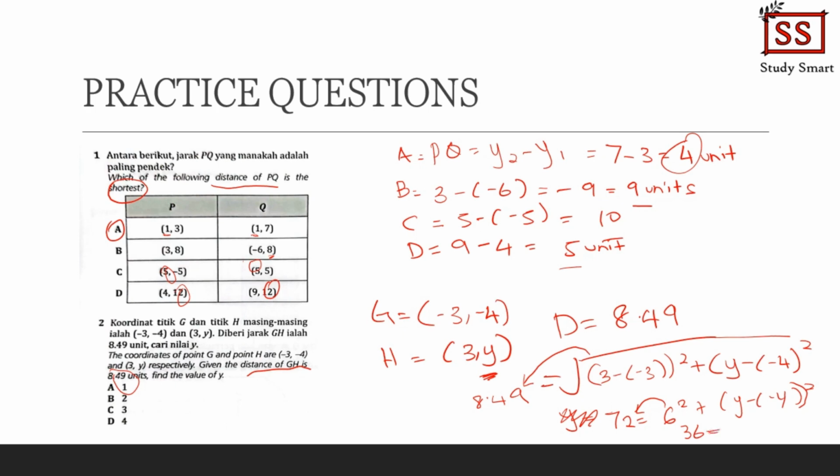So 36 equals (y minus negative 4) squared. The square, when you bring it to the other side, becomes a square root. The square root of 36 is 6. So 6 plus negative 4 is equal to 2. Your answer will be y equals 2, so your answer will be B. This is how you need to solve the question for the distance.